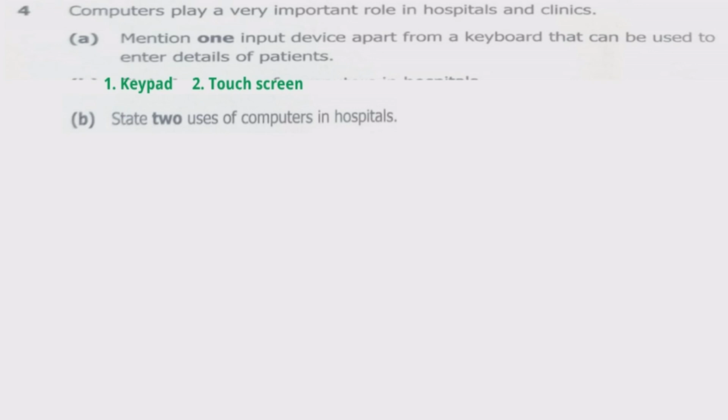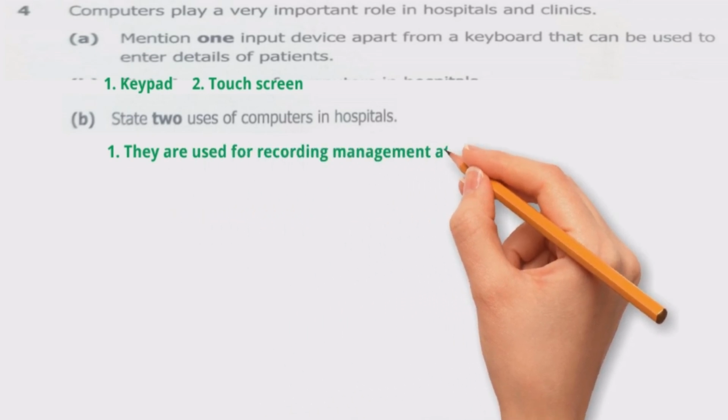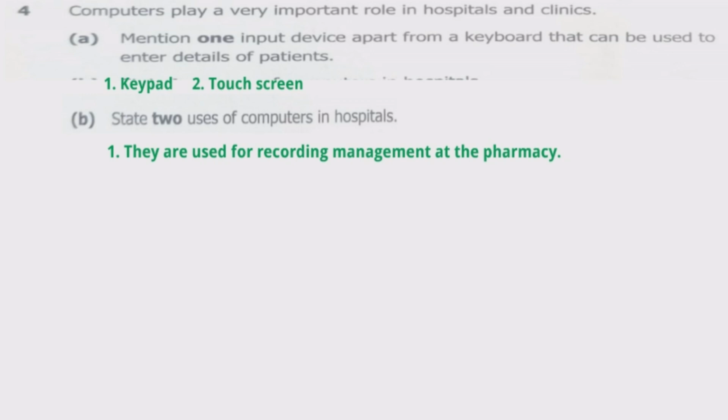So the first one is for record management at the pharmacy. When there are deliveries of medicine, the computers will be used to log that information. They will put that information in the computer so that it can be easily accessed and easily stored. The records kept at the pharmacy will be stored in the computer for easy access.